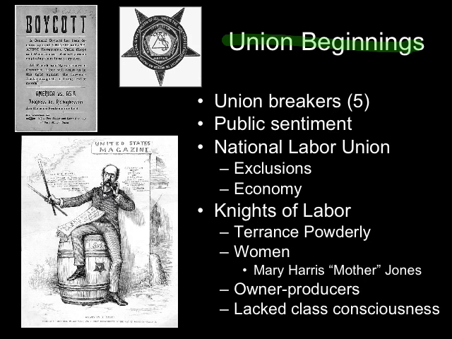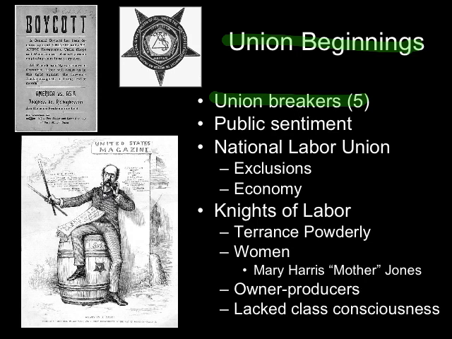Right? Now, just because workers organize into a union doesn't mean that owners are simply just going to roll over and do whatever the workers want them to. The owners still have a lot of power, and they have ways to break the power of the unions. There's 5 of them that we're going to name, and you're going to need to know. They're all very short, won't take long.